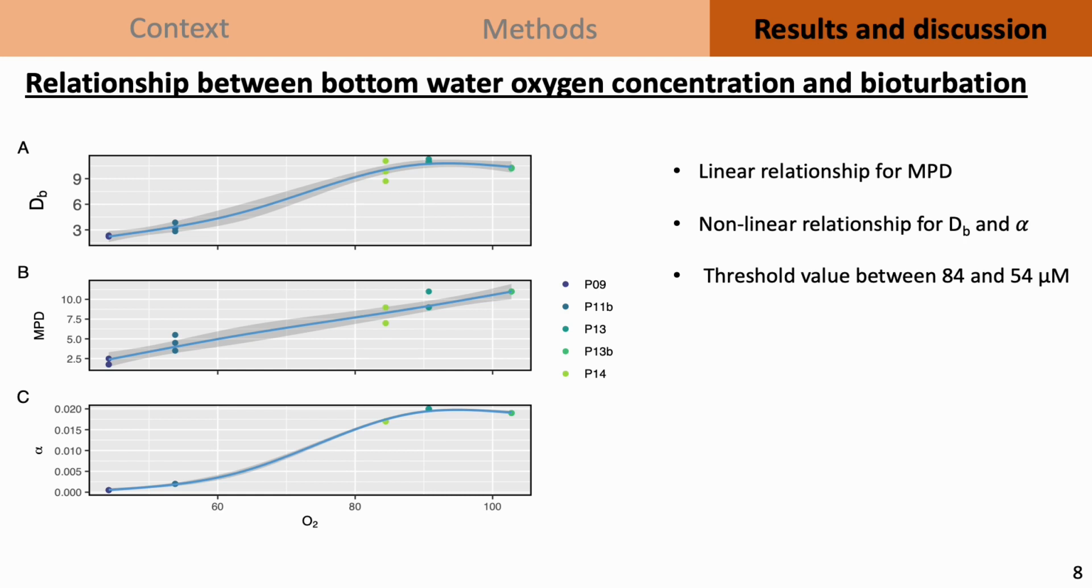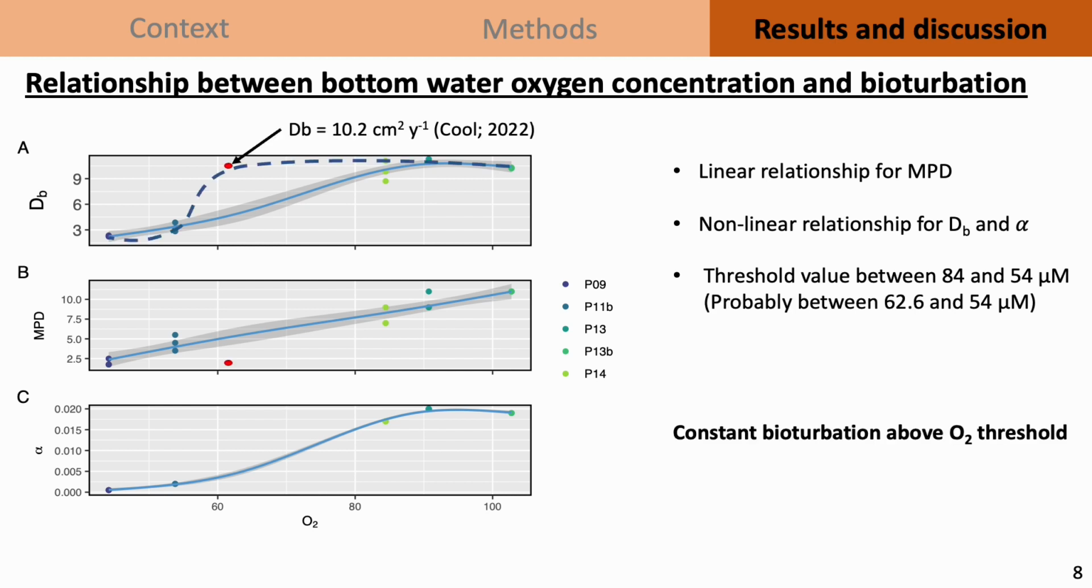Second, the result of our analysis showed that particle mixing and bioirrigation coefficients decrease with bottom water oxygenation as well. However, these decreases are nonlinear for both of these bioturbation processes. In fact, these bioturbation coefficients are fairly constant above the threshold value ranging between 84 and 54 micromolar of oxygen. Using the data from the work of Joanny Kuhl, this range could be narrowed between 63 and 54 micromolar of oxygen. Overall, this non-linear relationship suggests that bioturbation activity is maintained at a relatively constant level when oxygen concentration is above the threshold value, but drops below it.